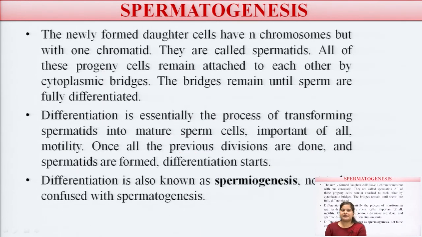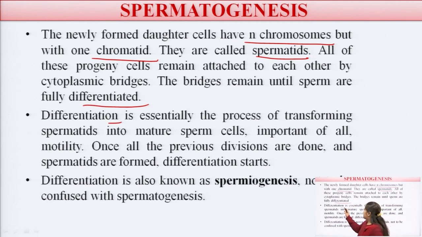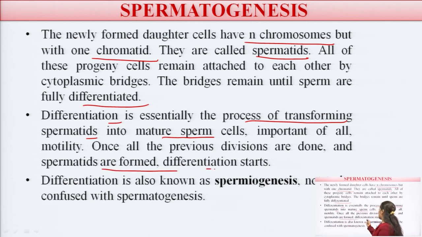The newly formed daughter cells have n chromosomes, but with one chromatid, and they are known as the spermatids. All these progeny cells remain attached to each other by a cytoplasmic bridge. The bridge remains until the sperms are fully differentiated. In the initial phase, the cells are undifferentiated, but when they pass through the growth phase and the maturation phase, they are differentiated. Differentiation is essential for transforming the spermatids into mature sperms, and it is important for motility.